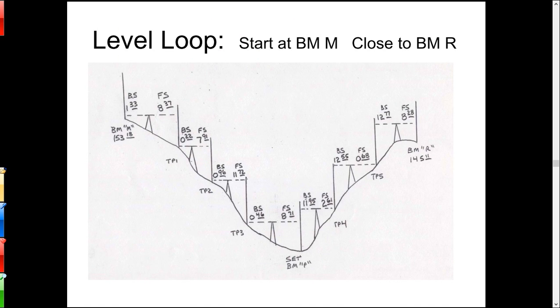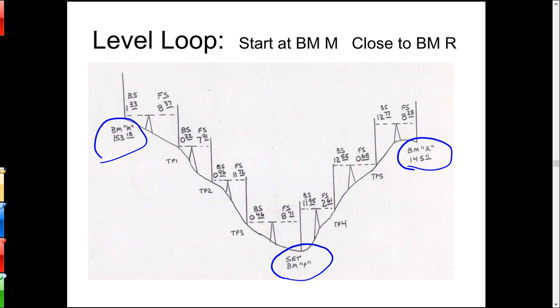So here's an example of doing a level loop. What we're doing, we're starting on benchmark M, and we're going to survey over here to benchmark R. We're going down a valley and back up. Down at the bottom of the valley, we're going to set benchmark P. So that's our purpose here.